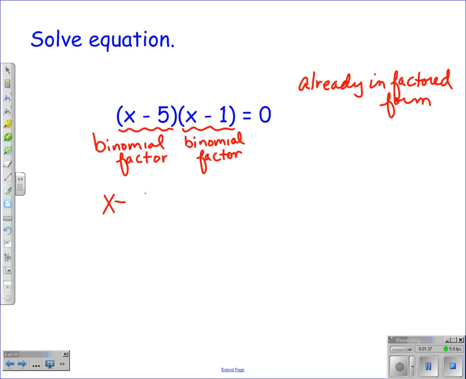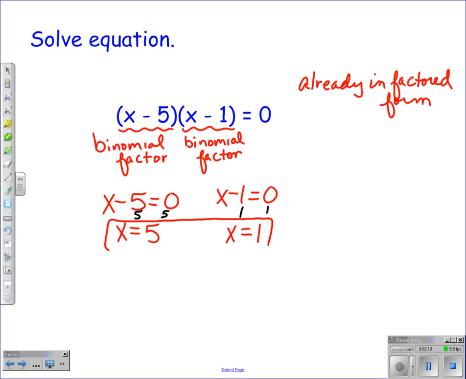We say x minus 5 equals 0, or x minus 1 has to equal 0. One of those two binomials has to be equal to 0. When you solve the equation, you find out that x is equal to a positive 5. For those of you who may have forgotten, you're adding 5 to both sides in order to get x by itself. Here we're adding 1 to both sides in order to get x by itself. We'll have x equal to 1. There are two answers to this problem.